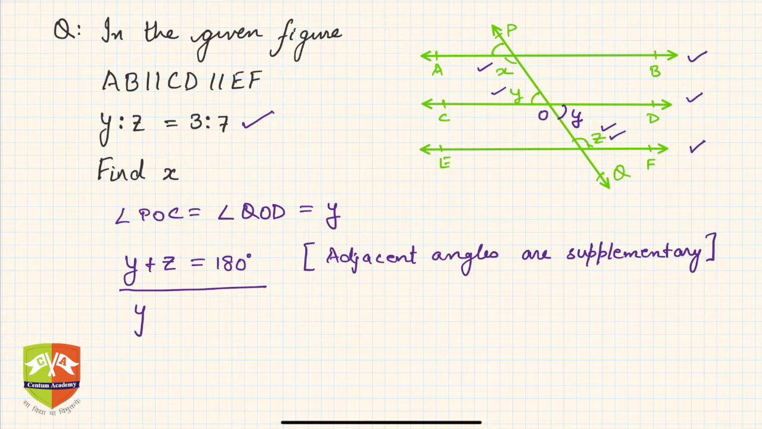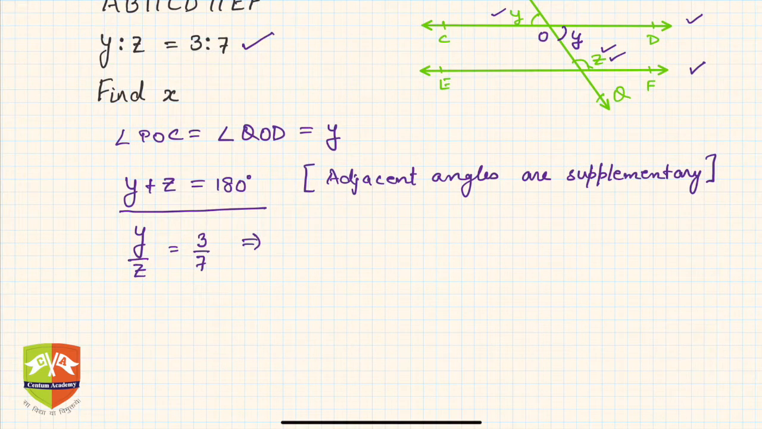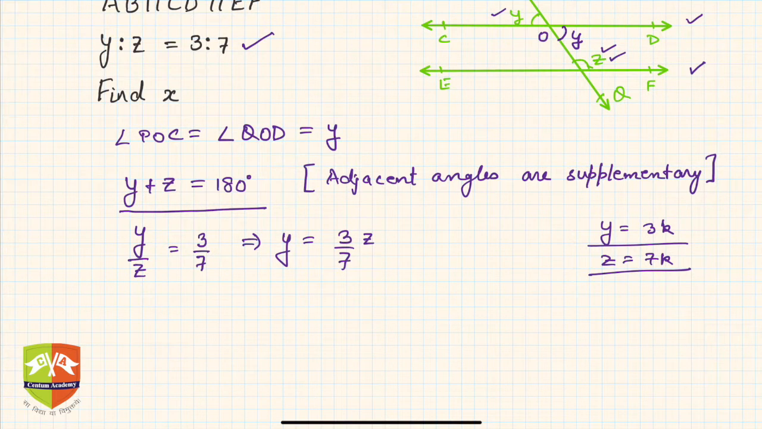Now from the given fact, we know that Y upon Z is 3/7. So what can I say about Y? Can I not write this as Y is 3/7 Z? This is one way of doing it. Another way is, let's say Y is equal to 3X. No, not X, since X is being used here. So let's say 3K and Z is equal to 7K. Many people also try substituting like this, but I prefer this method. So Y is equal to 3/7 Z. Now name this as 1 and this as 2.